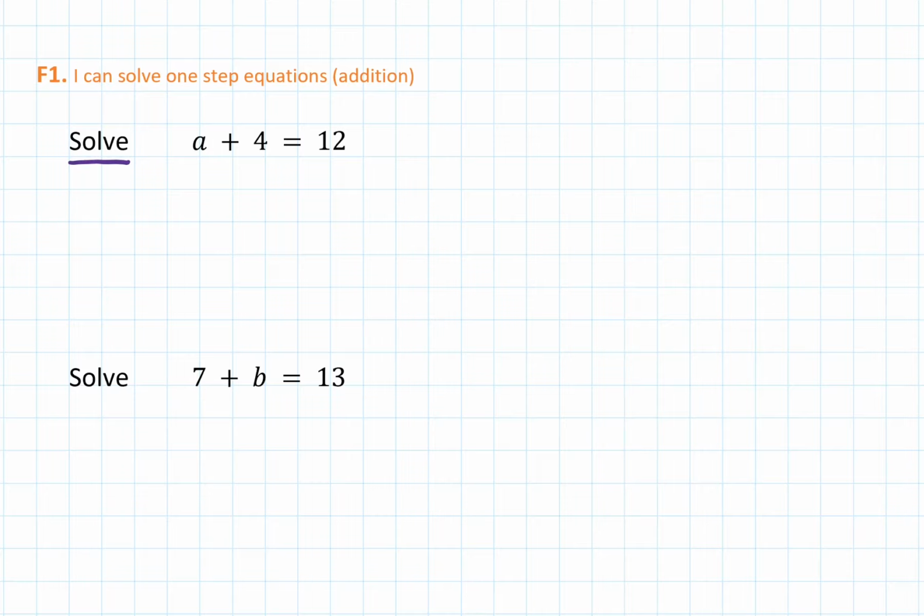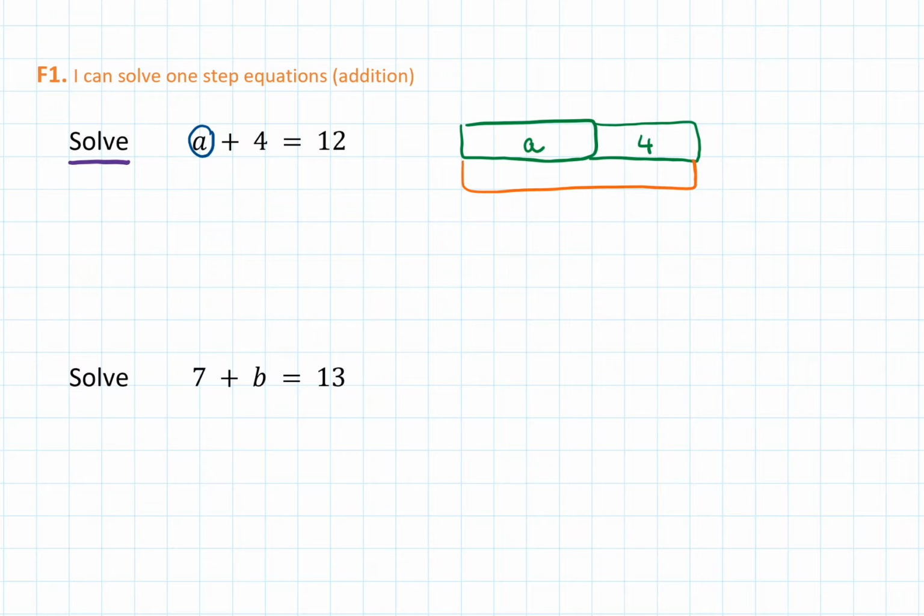Solving an equation means we are calculating the value of the unknown. The unknown here is A. We are going to solve this equation by drawing a bar model. So to draw the bar model for this equation, we'll do A, add 4, and this equals 12.